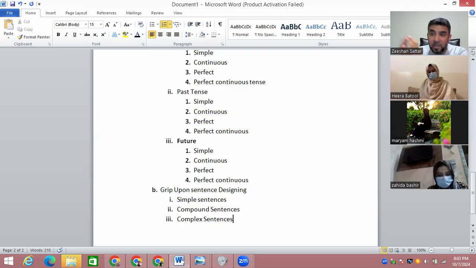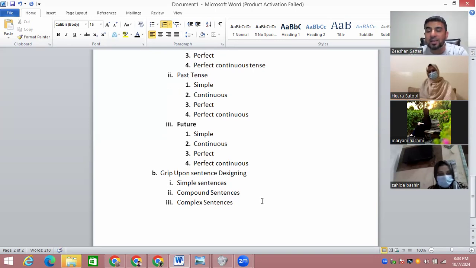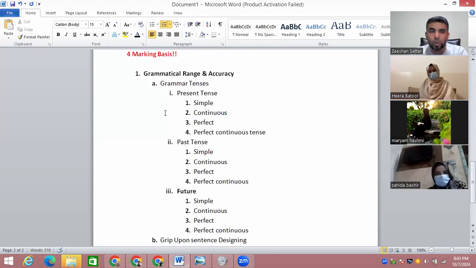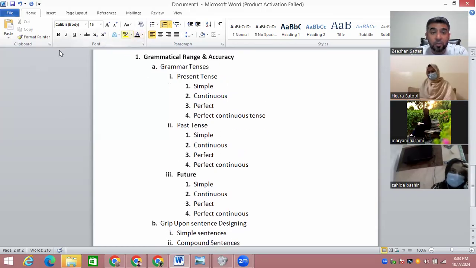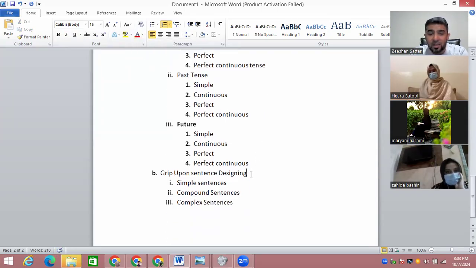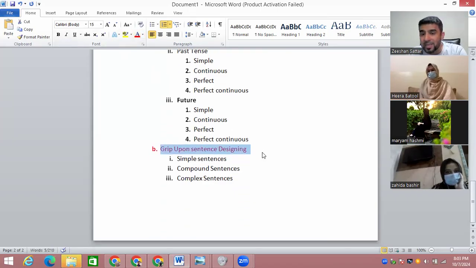So the examiner sees in our write-up how well we went in simple sentence designing. Are we able to design compound sentences, and have we used any complex sentence for any specific condition or not? More likely, compound sentences give us more marks in comparison to simple sentences. If we are not making complex sentences, that is not even a problem. So two things the examiner remains very much concerned about when we talk about grammatical range and accuracy. The first thing is, my dears, your grammar tenses, and the second thing the examiner looks into here is your grip upon sentence design.